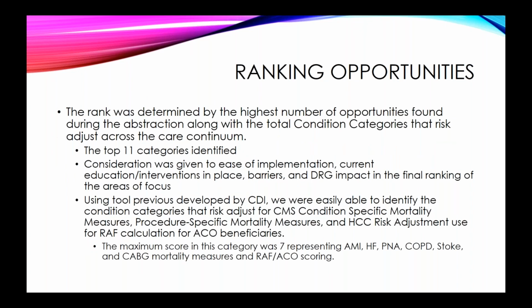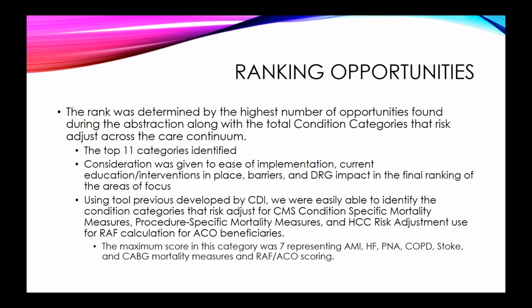So while we were looking in this audit and we were trying to identify how do we rank and identify our opportunities and how do we know where we need to work on, we decided to rank our opportunities, and the rank was determined by the highest number of opportunities found during the abstraction, along with the total condition categories that risk adjust across the care continuum. So we identified 11 categories. We gave consideration to the ease of implementation, current education interventions that we already had in place, any barriers that we had, and then we also thought about the DRG impact in the final ranking when we were choosing what we were going to work on.